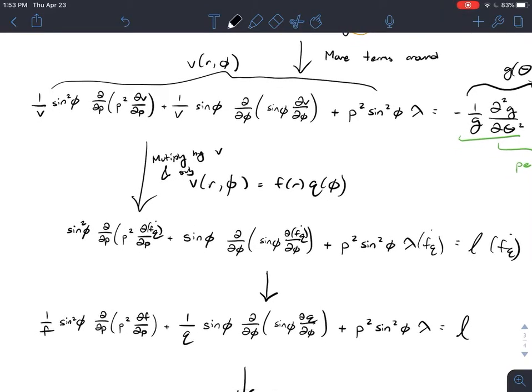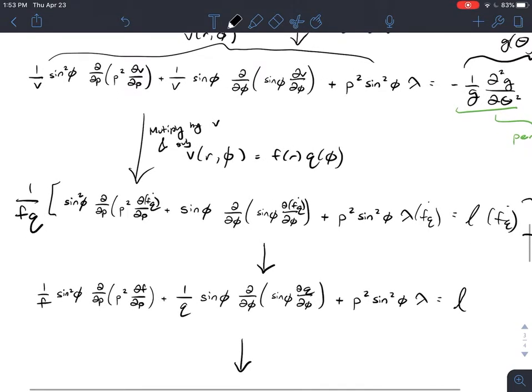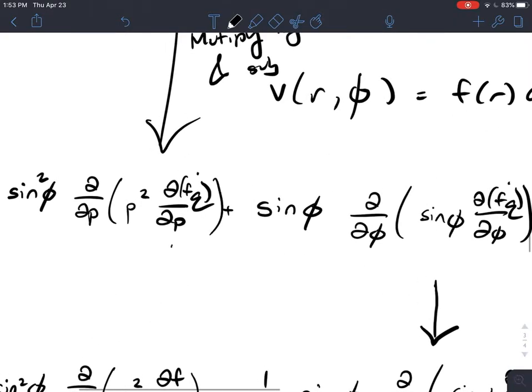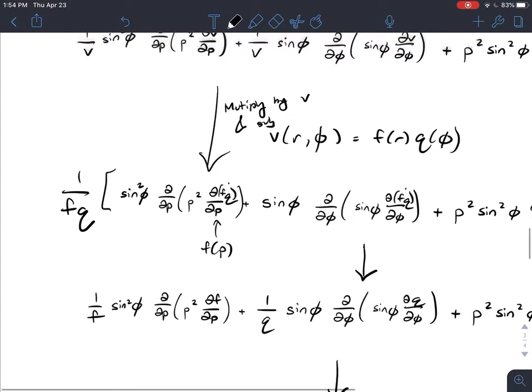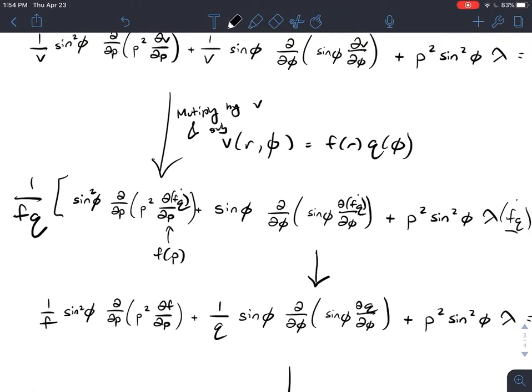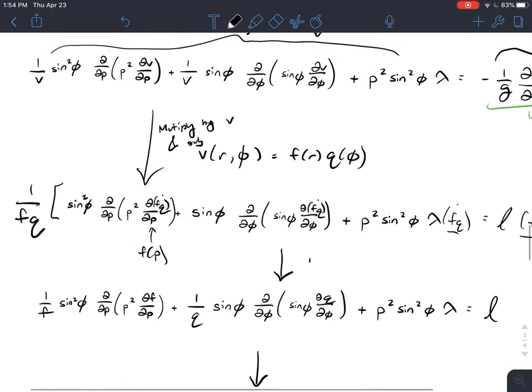In the following step, we divide both sides by fq. In dividing, we get rid of all the fq dependencies here and here, but the other 2 terms on the left-hand side of this equation are derivatives, and you can't just cross out f here, for example, because f has a dependency on rho. But you can factor out q because q does not have any dependency on the derivative operator. So consequently, you get 1 over f times sine squared, and so on. So you divide both sides by fq.